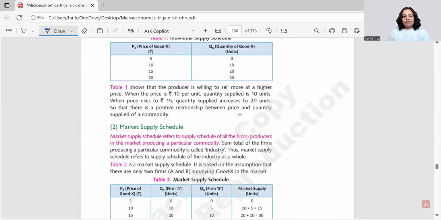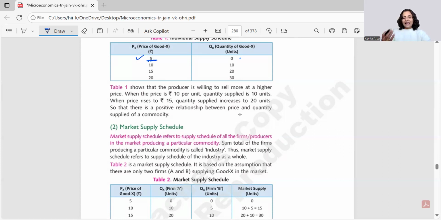So if the price of X is this, then the quantities are these, right? What does this very first row tell you? At price 5, the quantity supplied by the individual producer is 0. It means it is not conducive for him to sell at this price. He is not able to recover the cost. So there is no supply on his part when the price offered to him is 5.